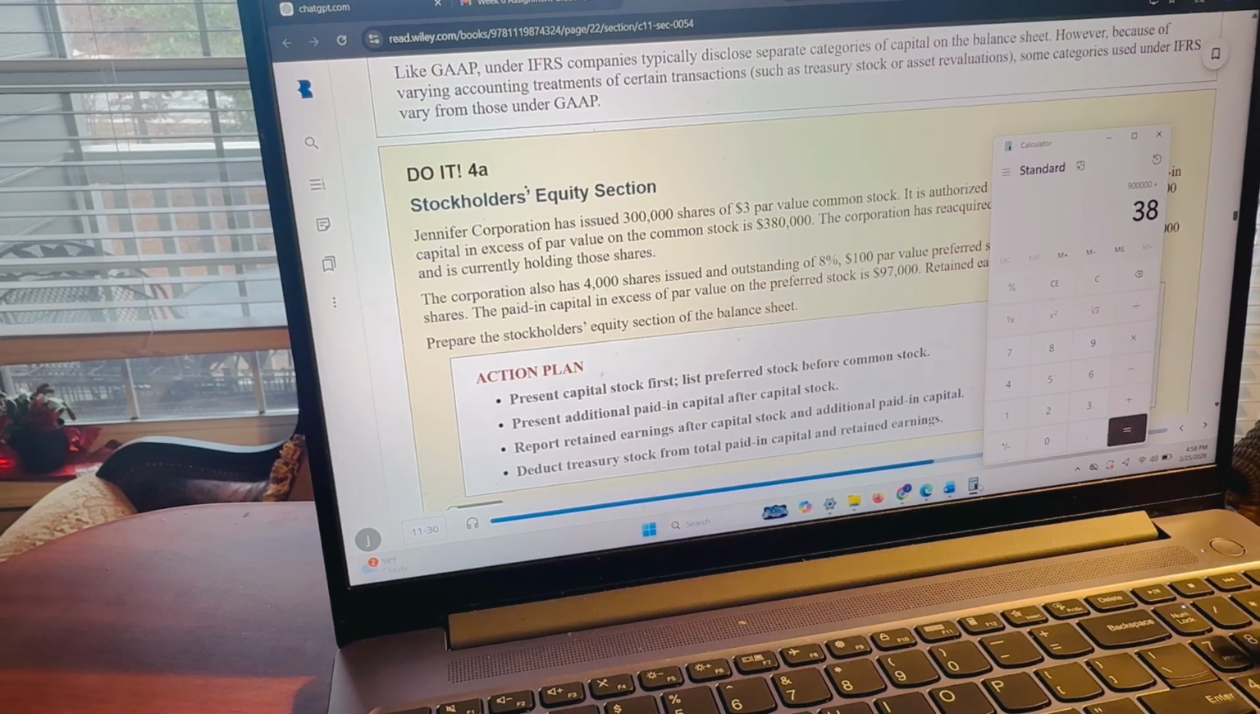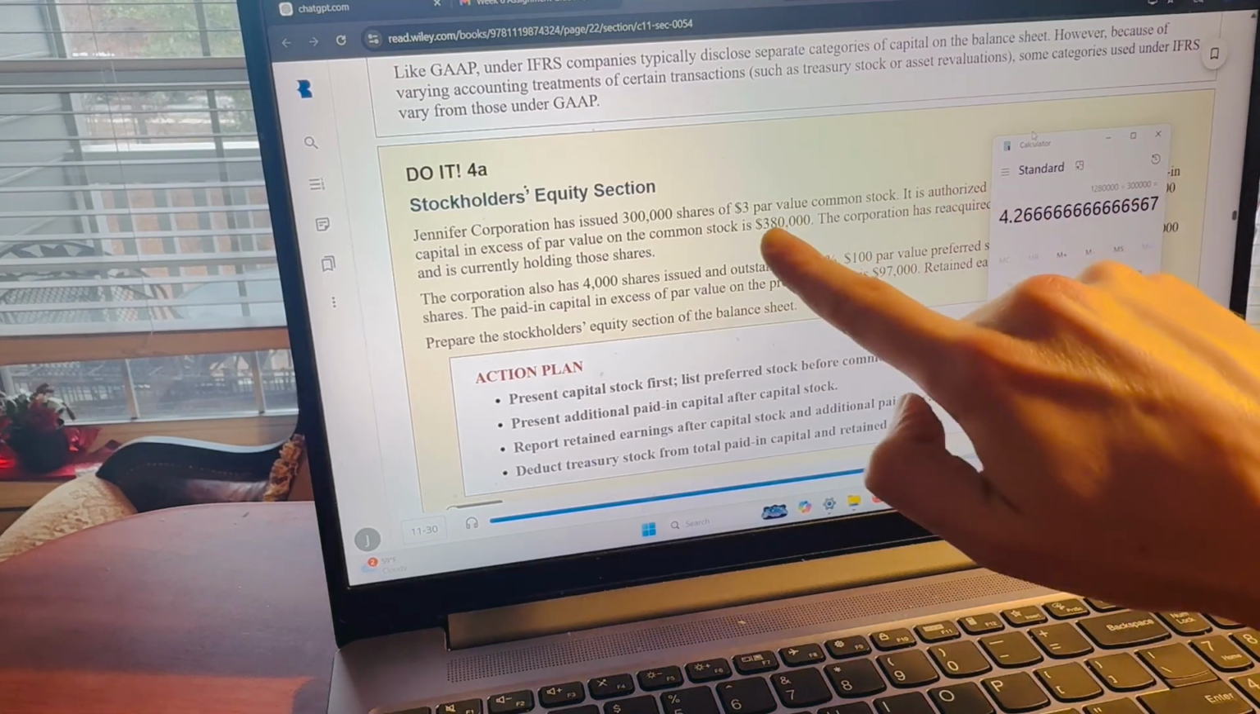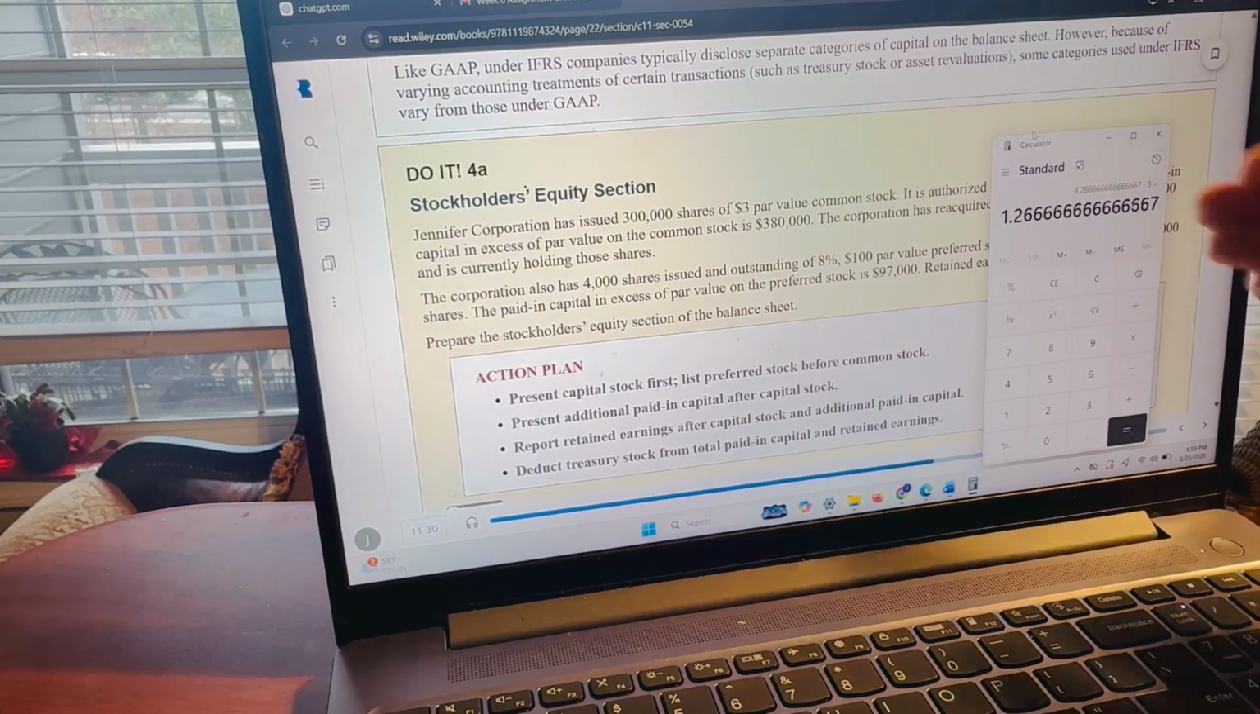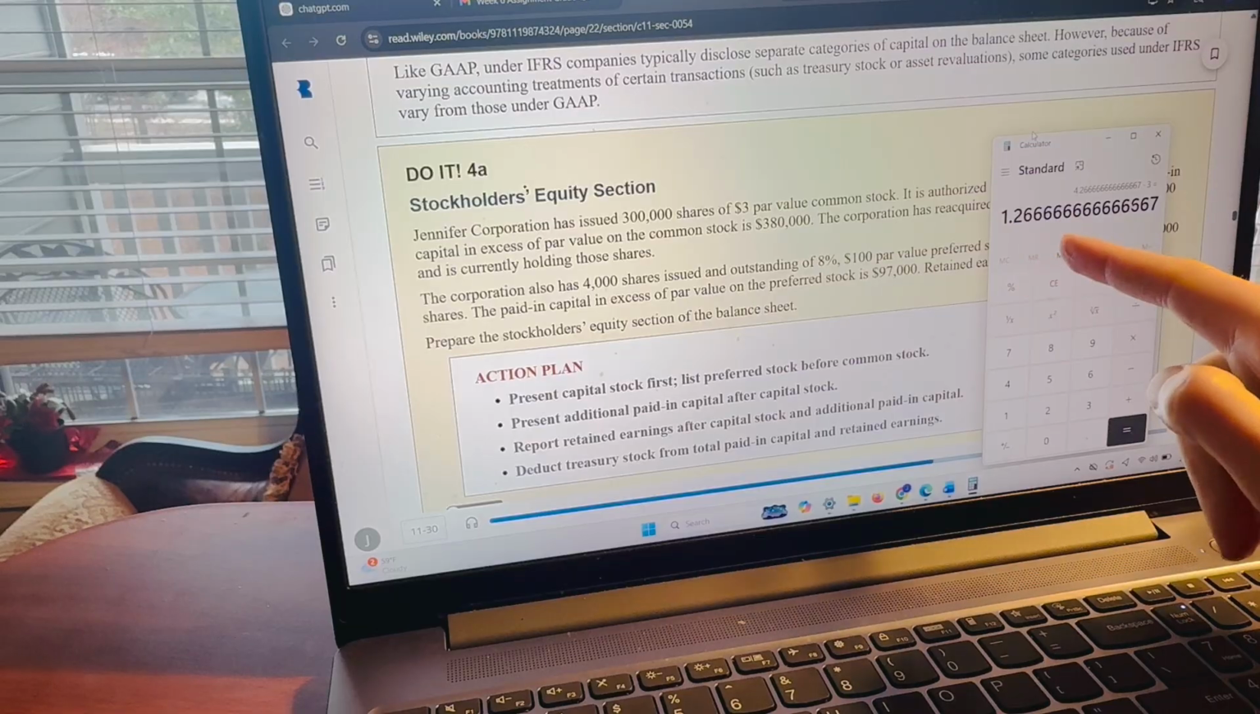So we add 380,000 to that 900,000 to get $1,280,000. Then we divide by the total number of shares issued, which was 300,000. Okay? And that gives us a total price per share of $4.26, around 27 cents. Now, to determine the part that is the APIC, or the additional paid in capital, and the par value, we take the par value amount, which is $3 right here, minus it from the total price per share, and that isolates the additional paid in capital, or the APIC.